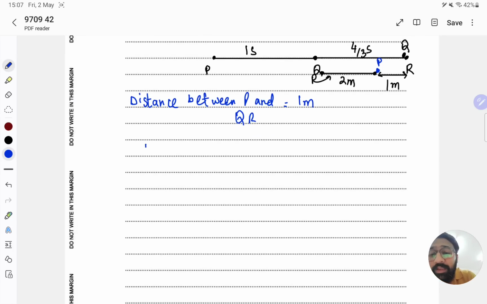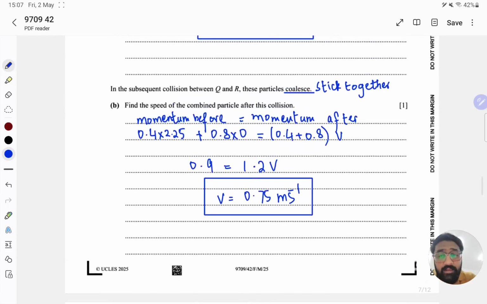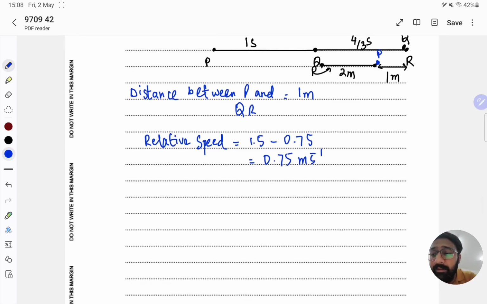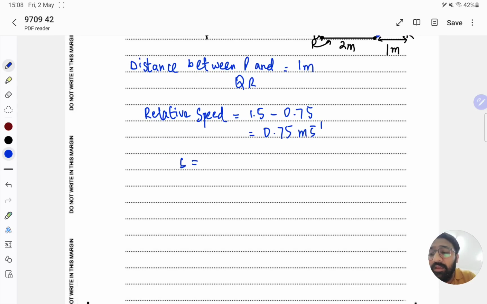How much is the relative speed, so that we can find the time as well. So the relative speed will be 1.5, which is the speed with which it is moving, minus the speed of the particle after collision, that is 0.75. So this is 0.75 meter per second. Now we know the distance. So we need to find out the time.